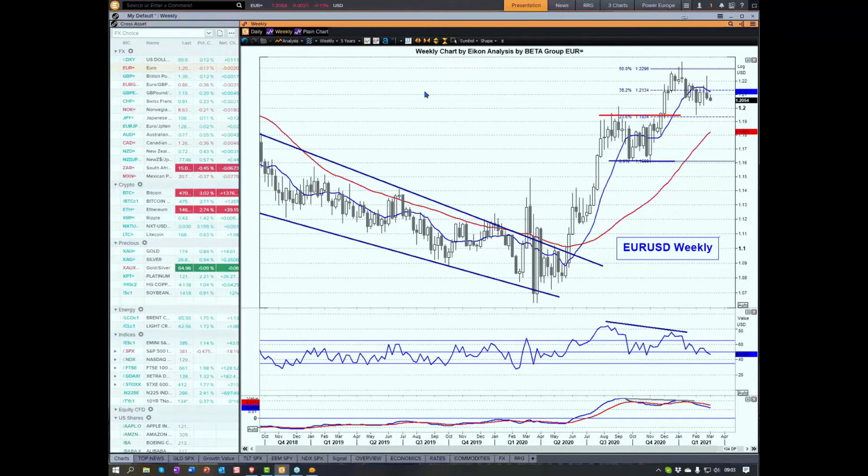This is the weekly chart of the euro firstly. So we had previously been sort of anxious about this bearish divergence that we see through the RSI and the MACD. We talked about that a lot, but all through this year we've been drifting in the euro.